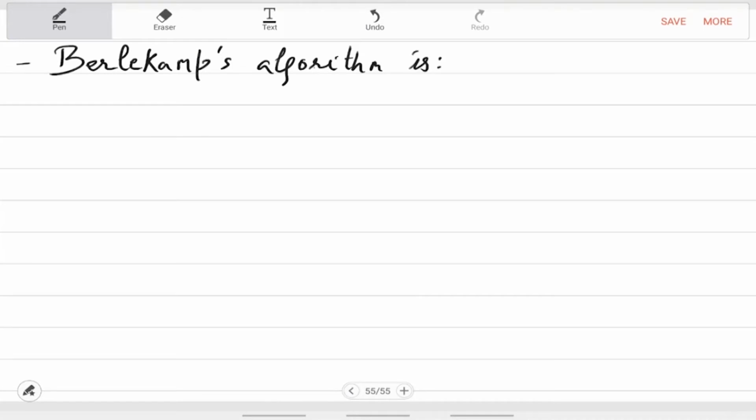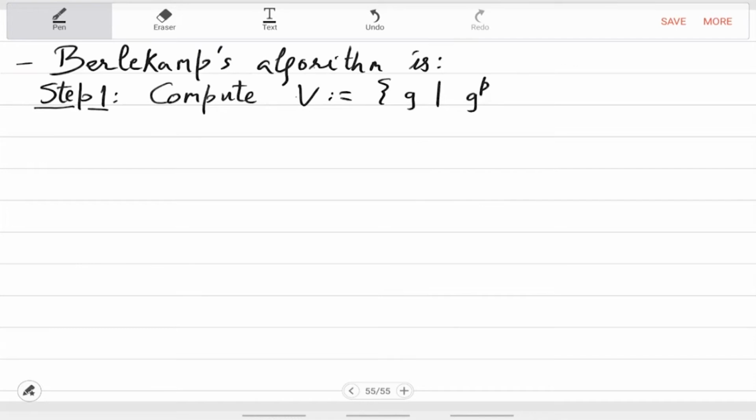So Berlekamp's algorithm is mainly two steps. Step 1 is compute the vector space through basis elements. So g raised to p is g, and the degree of g should be limited. Well, for the vector space you also want degree 0. So 0 to d minus 1, so you find all the g's.